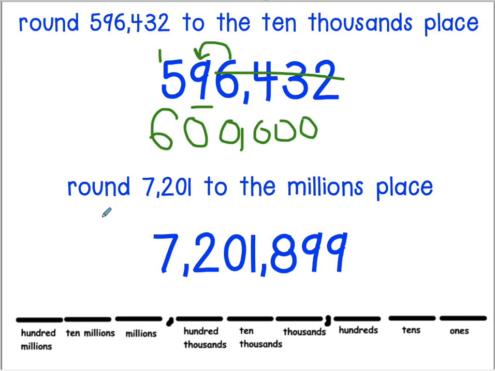And then round 7,899 to the millions place. So we are going to find the millions place, which is our 7. Our neighbor is our 2. He is under 4, so that means he's going to tell our 7 to stay the same, and all of our other digits are going to turn into zeros.